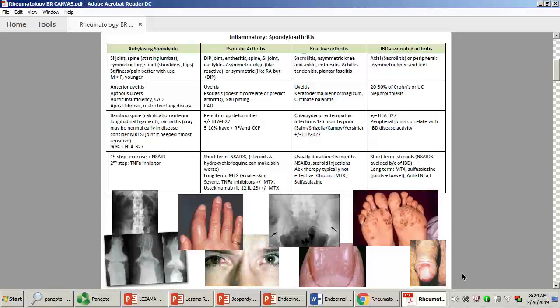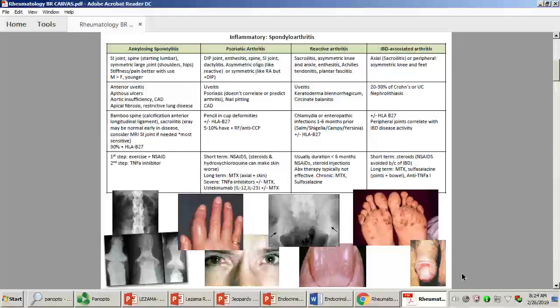Okay, so nail pitting, those are great things to have in your head associated with psoriatic arthritis. And dactylitis, the sausage finger, is also really common with psoriatic arthritis. So you see it commonly in the DIP joint. Enthesitis is another common thing. Again, of course, the SI joint, and the dactylitis.